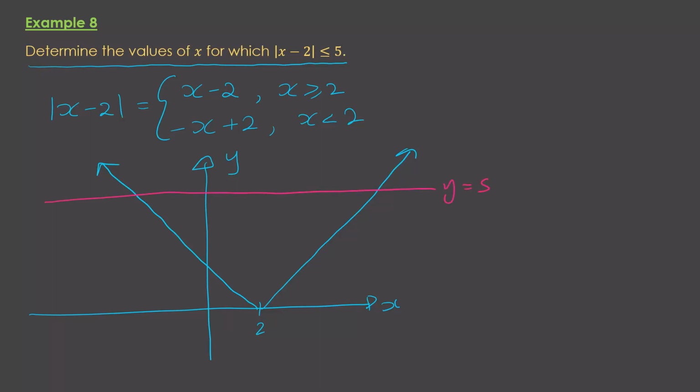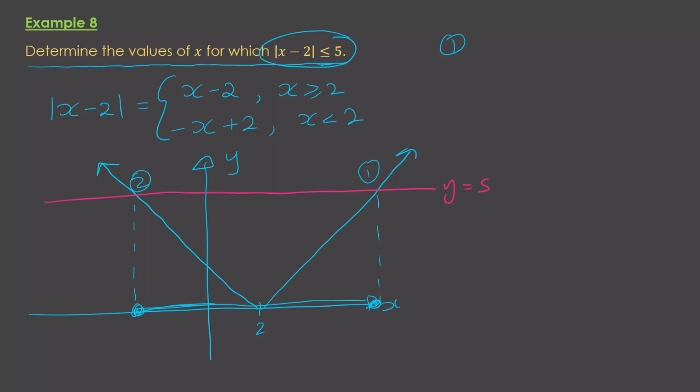And if we're after where mod x minus 2 is less than or equal to 5, we're after where the blue lines are below the pink line. So in other words, it's going to be between there and there, and it will be inclusive because it's a less than or equal to. So it's going to be this region here. We just need to find the intersections. So let's call this one 1 and 2.